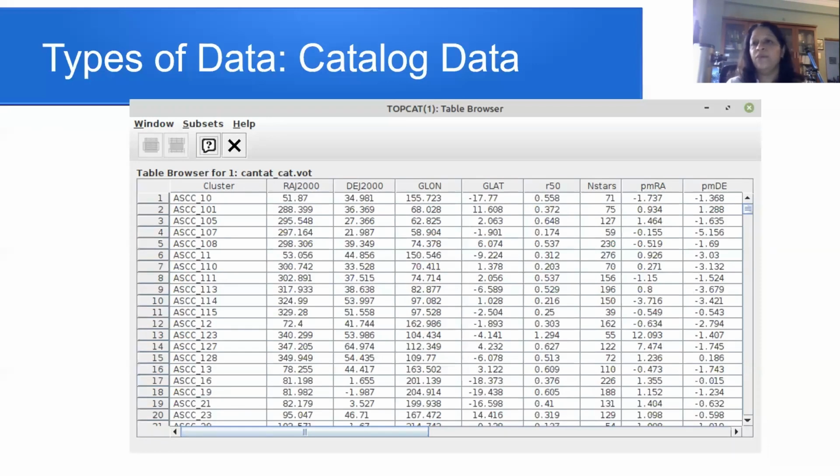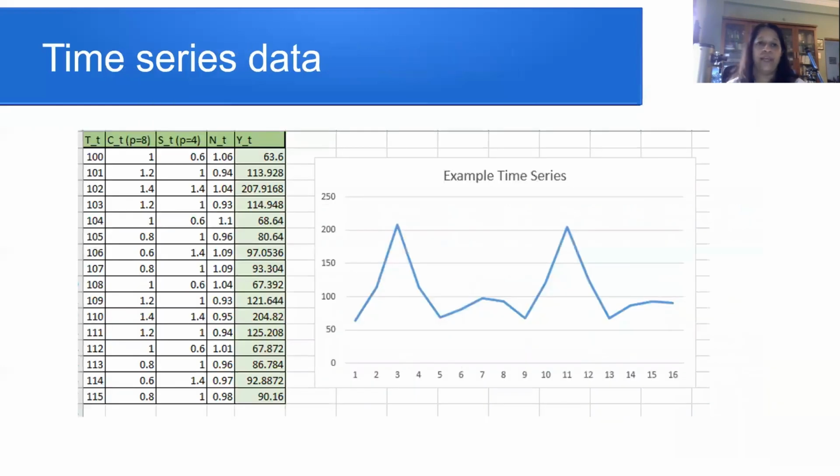And TopCat is the thing which is used to handle tabular data. We're going to have a separate session on TopCat from the writer of TopCat, the person who actually did TopCat, called Mark Taylor, and he'll be telling you about that on the 22nd of August. So that's when we've handled catalog data better, the TopCat, this thing.